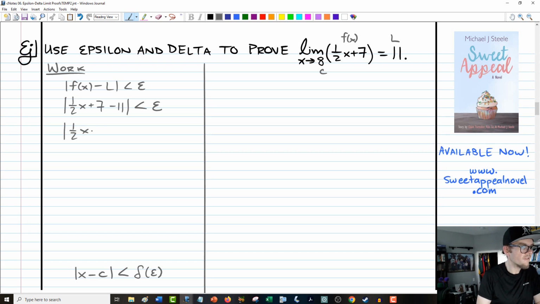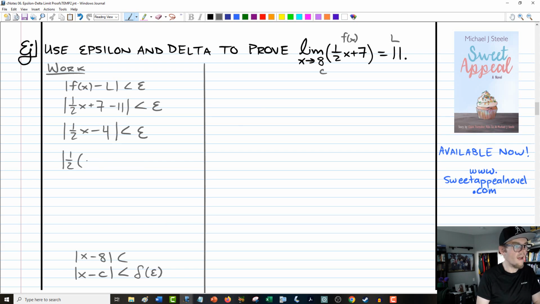This will be the absolute value of 1/2 x minus 4 is less than epsilon. From here, I'm going to do some weird moves. You can probably anticipate where I'm going with all of this. I'm sorry, why did I write 11? It's supposed to be 4. I literally said 4. 1/2 x minus 4. I want to eventually get down to the absolute value of x minus 8 is less than something. So you can probably see where this is going to go next.